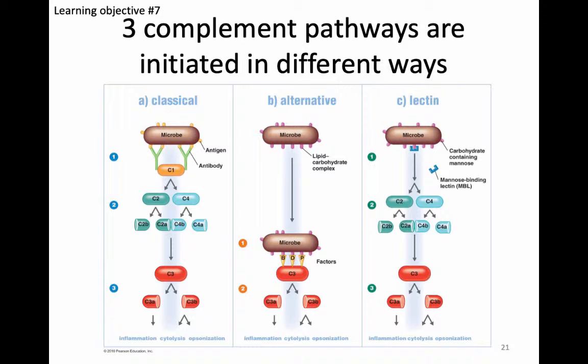In the first complement pathway, called the classical pathway, it is initiated by an antibody binding to an antigen. We will learn about antibodies. They are part of adaptive immunity, which we'll discuss in Chapter 15. Antigens are foreign molecules that activate an immune response. So the adaptive immune system makes an antibody against an antigen, which binds. This causes complement protein C1 to interact with the antibody. As a result of that, complement proteins C2 and C4 are split into two components.